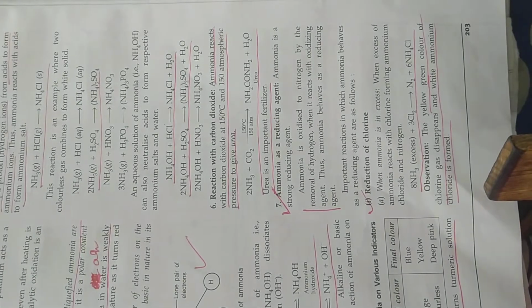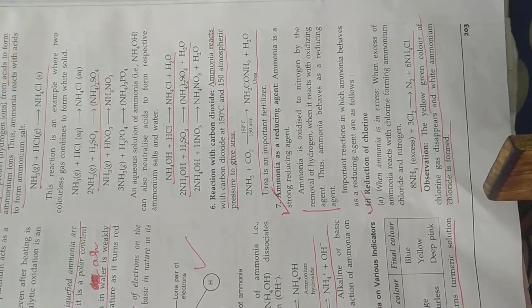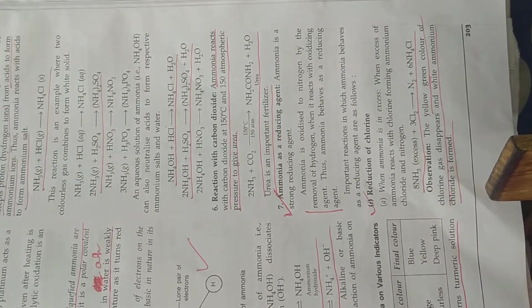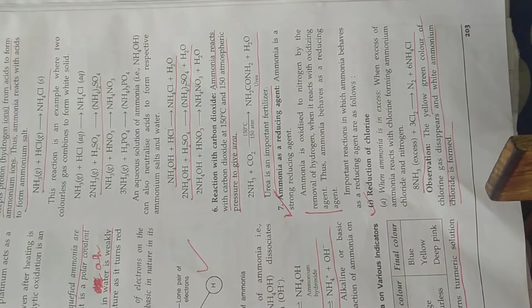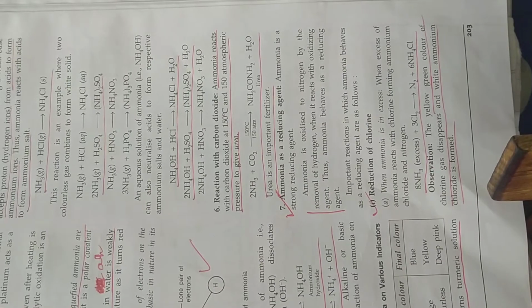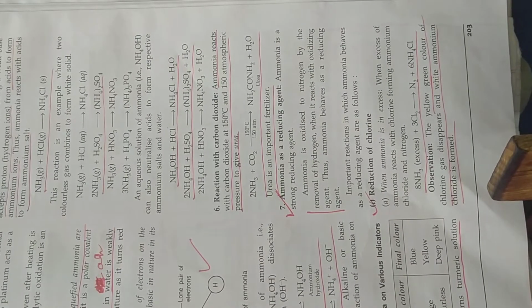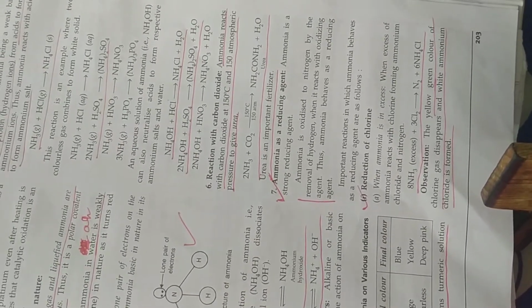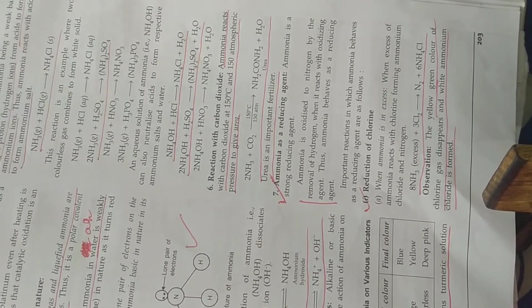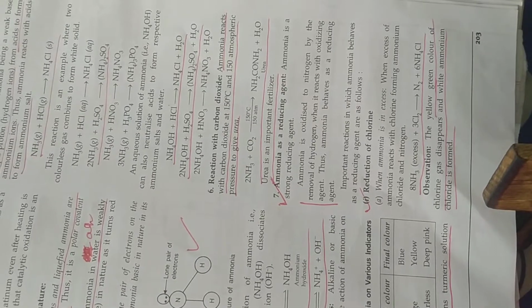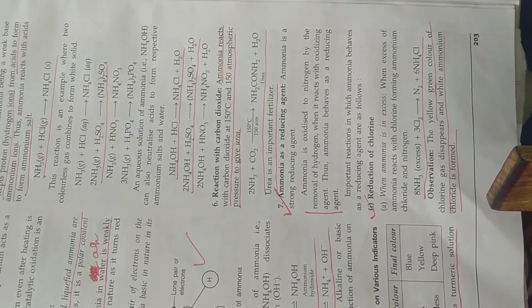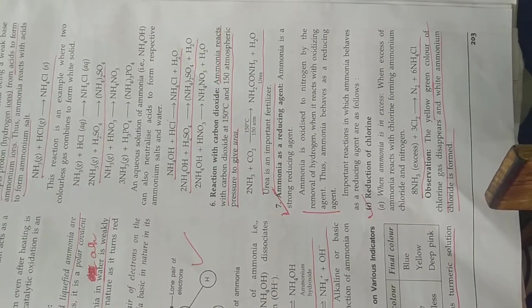Then ammonia plus HCl gives NH4Cl aqueous, ammonia plus H2SO4 gives (NH4)2SO4, ammonia plus nitric acid gives ammonium nitrate, like this. Then ammonium hydroxide, when this alkali reacts with HCl, gives ammonium chloride and water. Again, ammonium hydroxide reacts with sulfuric acid to give ammonium sulfate plus water.